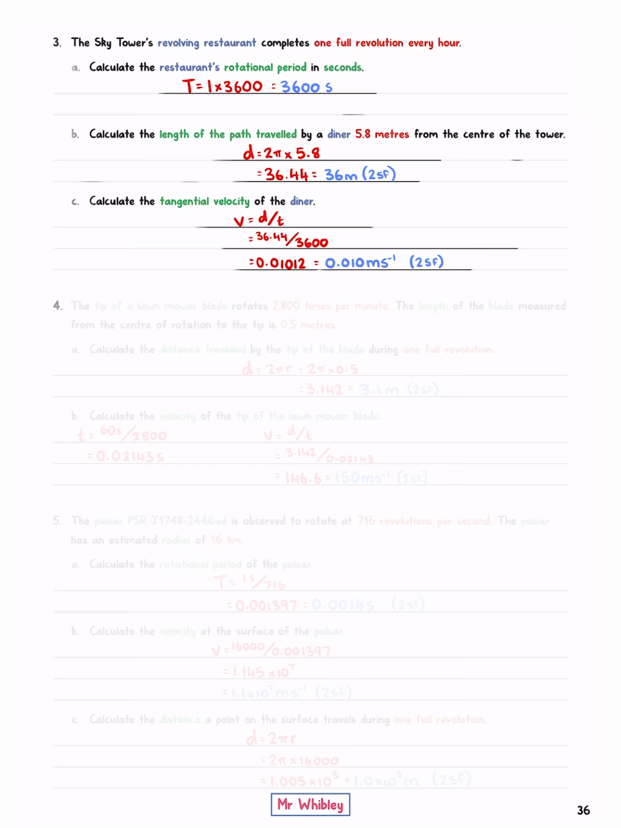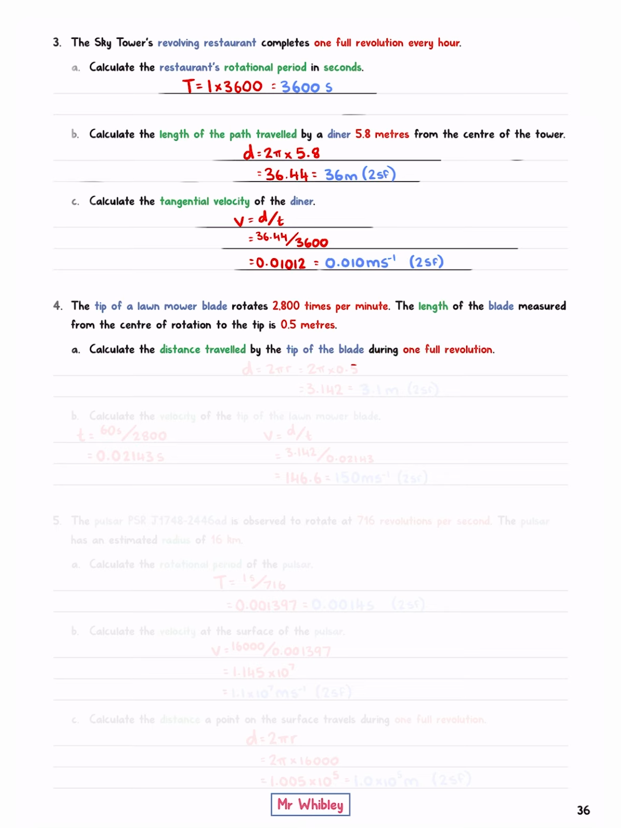Question 4. The tip of a lawnmower blade rotates 2,800 times per minute. The length of the blade, measured from the center of rotation to the tip, is 0.5 meters. Calculate the distance traveled by the tip of the blade during one full revolution. This distance is the circumference of our circle, which we can find with 2 pi r, where our radius is 0.5, which gives us 3.142, or 3.1 meters to two significant figures.